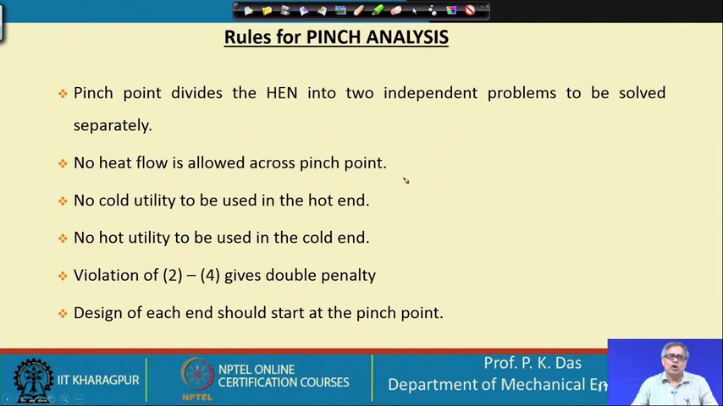The first rule is that no heat flow is allowed across the pinch point, and then no cold utility is to be used in the hot end and no hot utility is to be used in the cold end, and violation of 2 to 4 gives a double penalty. Let me explain it a little bit.